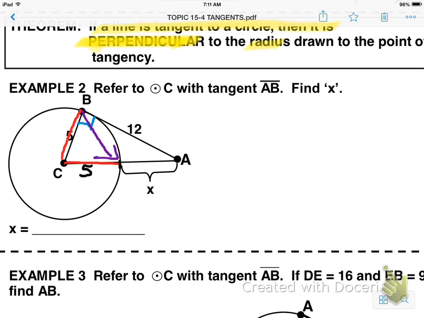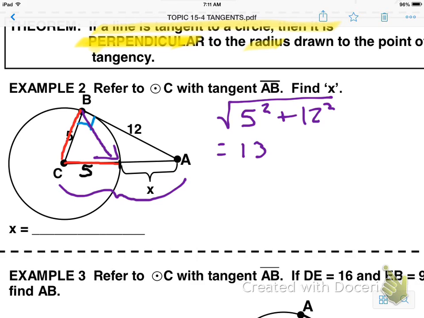So for this example, we need to find the length of the entire hypotenuse. So I'm going to do the square root of 5 squared plus 12 squared in the calculator. And that's going to give me a length of 13. Now that's not the answer to the problem. It's saying that from here to here, the distance of CA is 13.